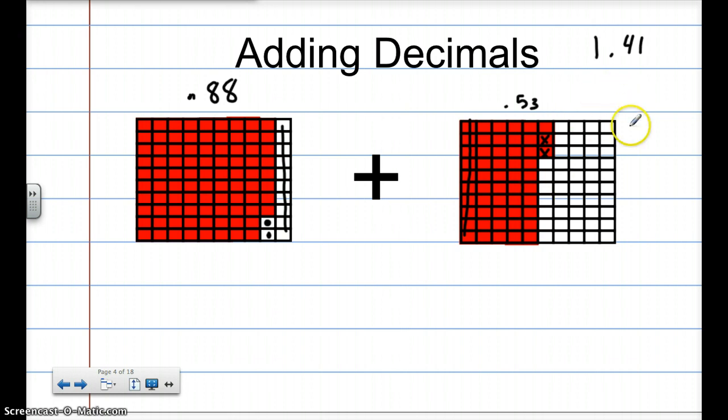Now let's line up my decimals. This equals one whole and 41 hundredths. 88 hundredths plus 53 hundredths. 8, 9, 10, 11. Carry the 1. That would make that 14. And then I'm going to carry the 1 over here to the other side of the decimal. I'm not going to squeeze it in here. I'm going to carry it to the other side of the decimal because it becomes the whole number. So I have one whole and 41 hundredths.